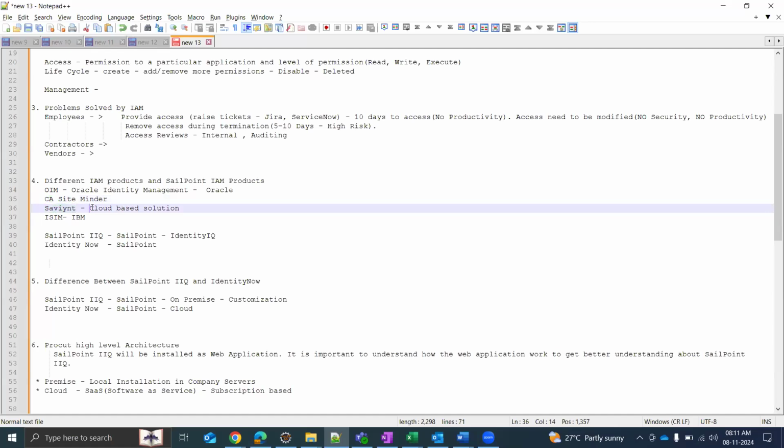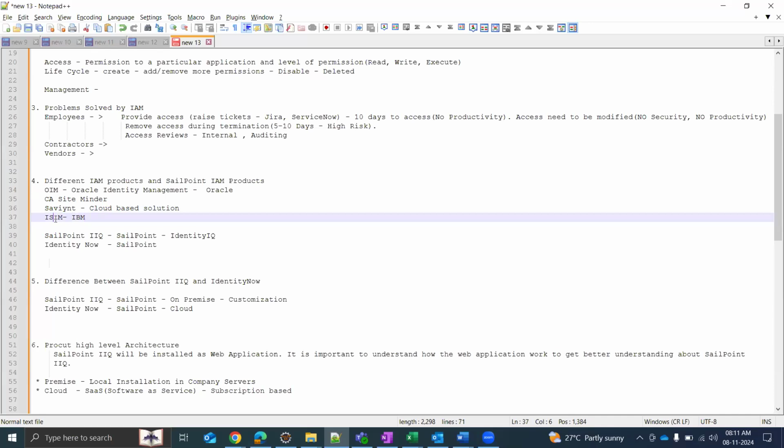Savient is next level technology, I can say. In the IAM world, currently SailPoint is leading the market. So it tops the table in the IAM product domain. But next to SailPoint IIQ, if there is any product that is leading the market, then it is Savient. So we can consider Savient as a competitor for SailPoint. They are also picking up very quickly.